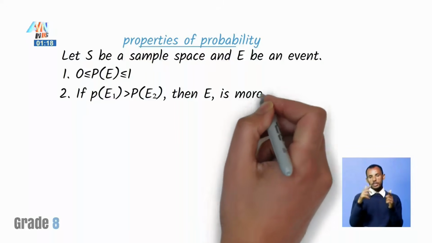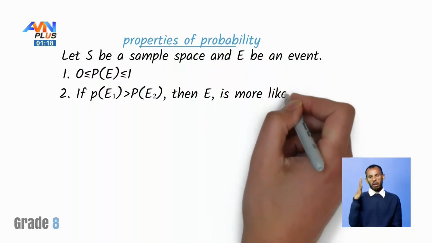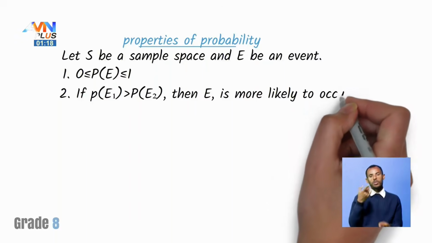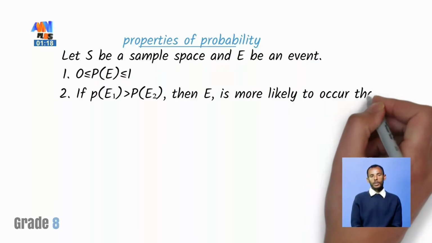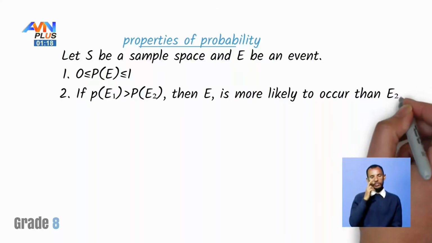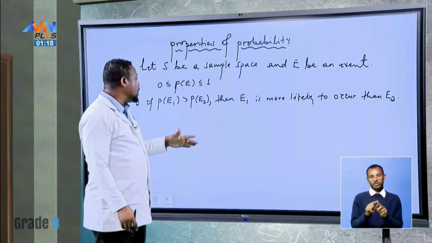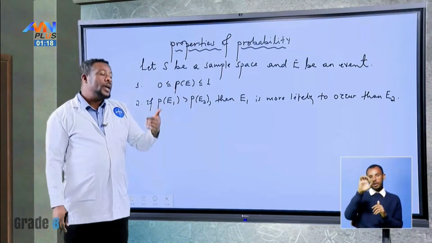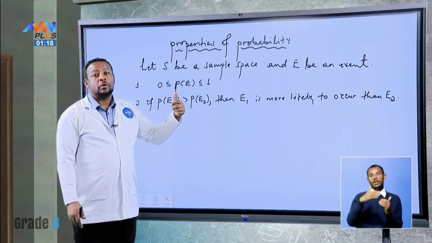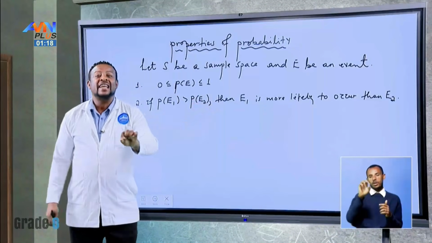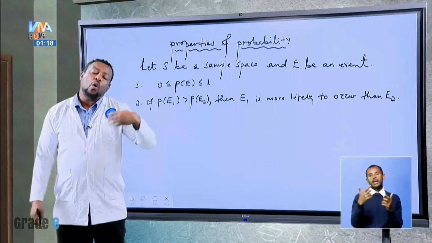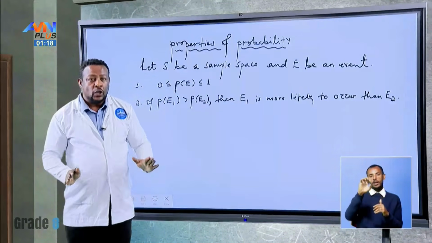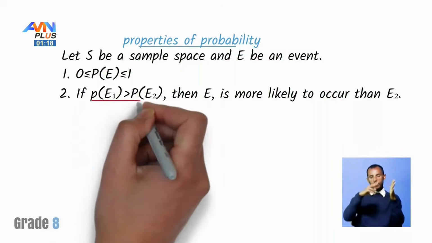E1 is more likely to occur than E2. In other words, if P of E1 is greater than P of E2, or if probability of E1 is greater than probability of E2, E2 is less likely to occur than E1, or E1 is more likely to occur than E2. Okay, so this is the literal meaning of this condition.